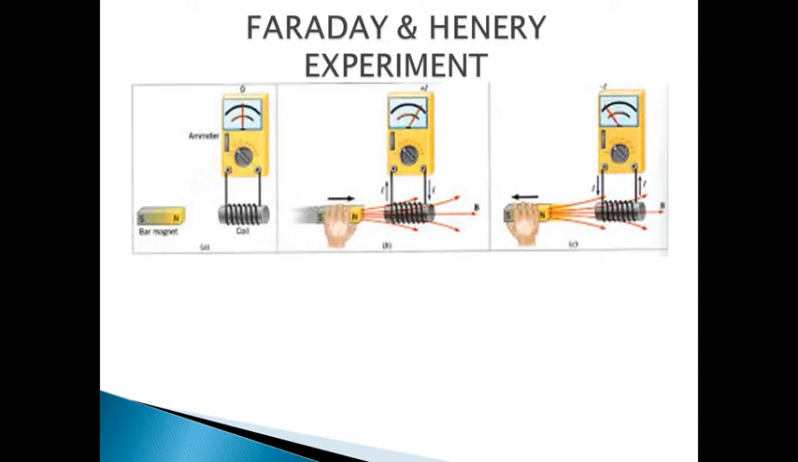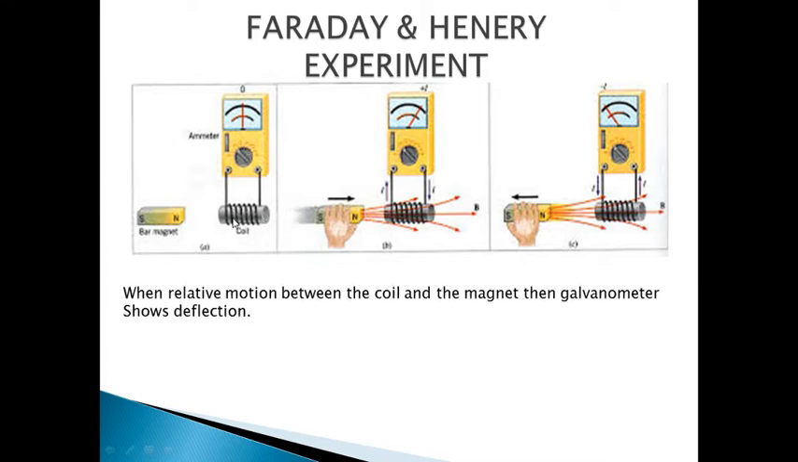Faraday and Henry's experiment. Now we are going to see what exactly they did and how they reached Faraday's law. Now you see here we have a coil, then we have a bar magnet. The bar magnet is at rest. The coil is connected to an ammeter or a galvanometer, anything.